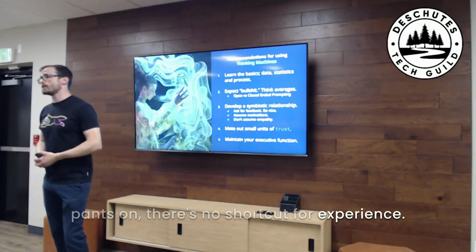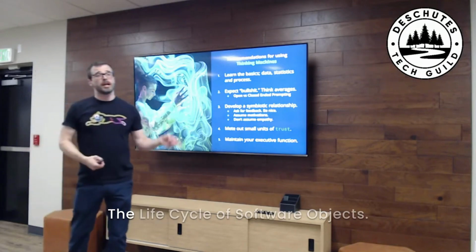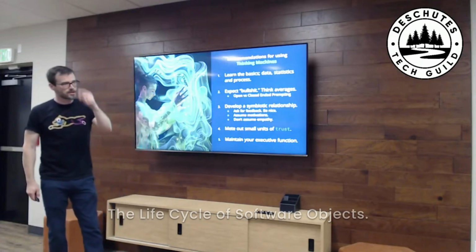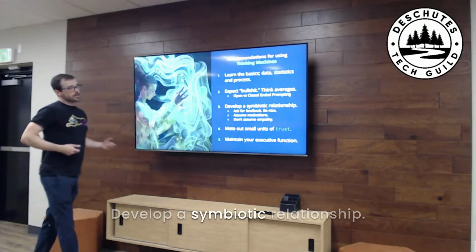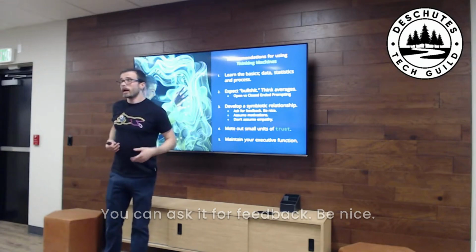If you want that agent to ever grow up and be able to put its pants on, there's no shortcut for experience. Great book by Ted Chiang, The Life Cycle of Software Objects. Develop a symbiotic relationship. You can ask it for feedback. Be nice.